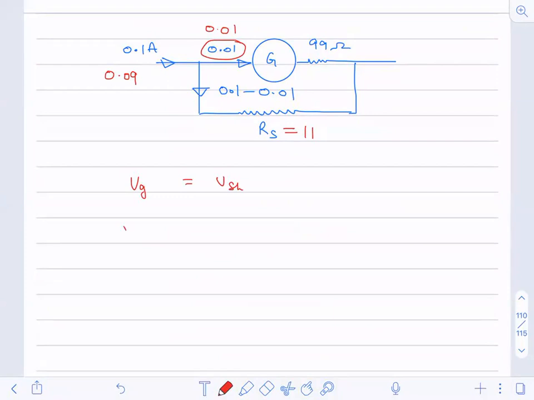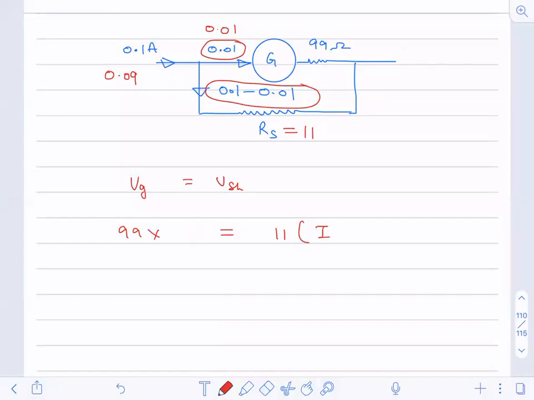So what you will do now? VG will be 99 into 0.01 equals to. Understood? Fine. RS value is 11. What amount of current will pass now? Because that amount of current is not going to pass. Understood? This 0.01 also will not pass through it.